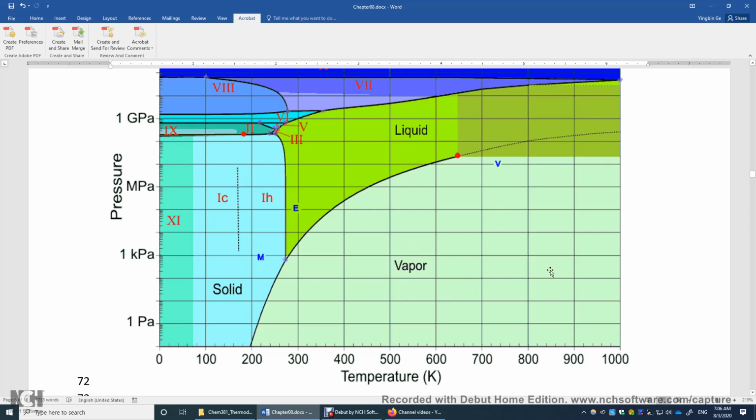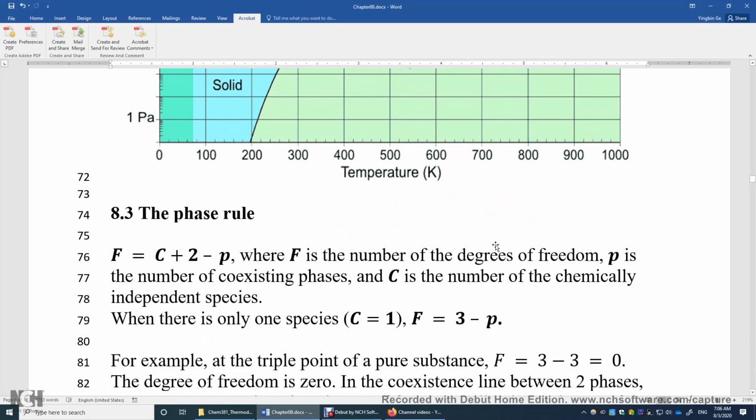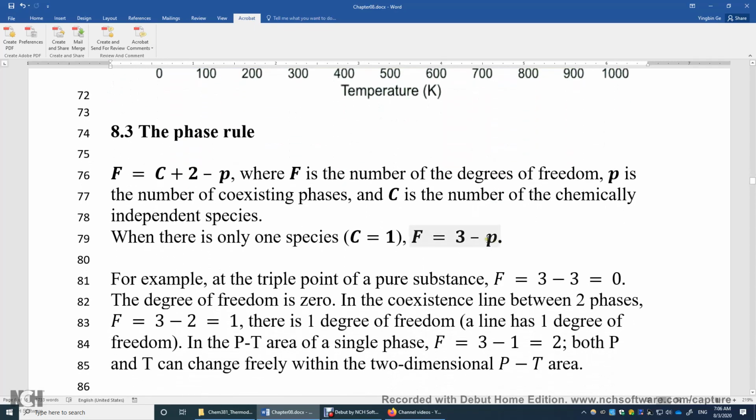However, if you look at this region, it's just the vapor. There's only one phase. You can move freely. You can change temperature. You can change pressure from here to here or here to here. You have 2 dimensions here. You have 2 degrees of freedom here. And again, F equals 3 minus P if you have only one chemical. So 3 minus 1, that's 2. You have 2 degrees of freedom. Yes, the pressure and temperature, you can change them freely. So that's what this phase diagram is about.